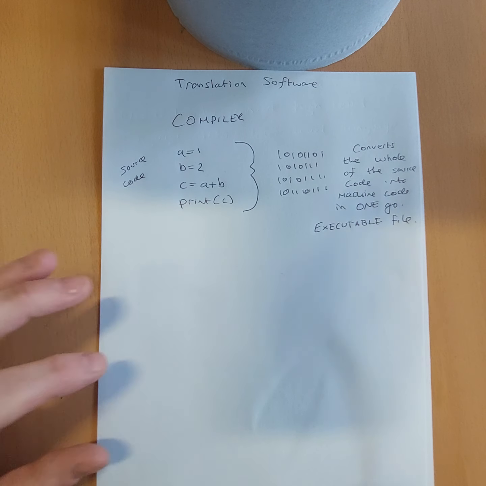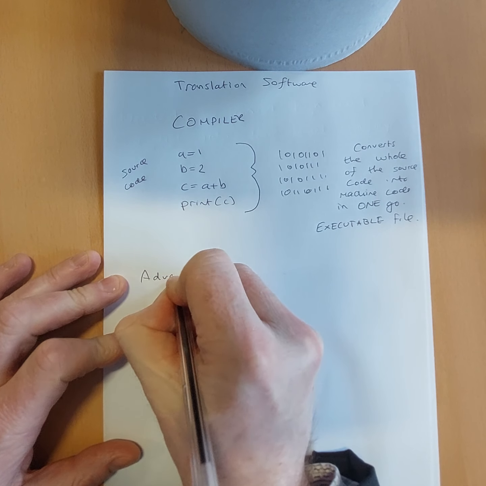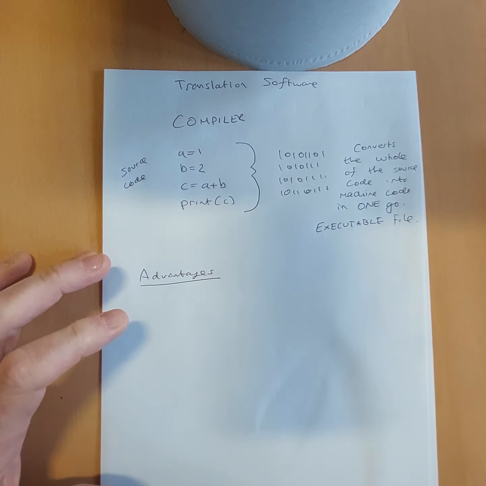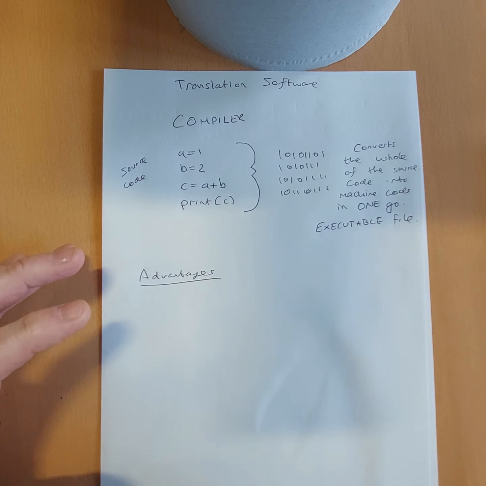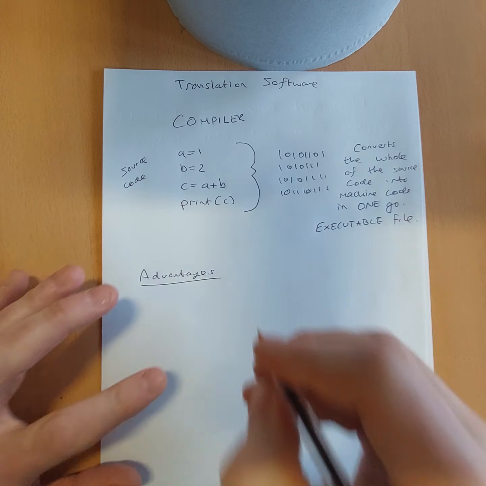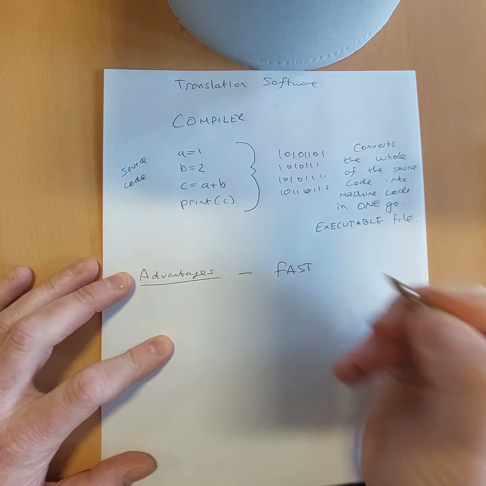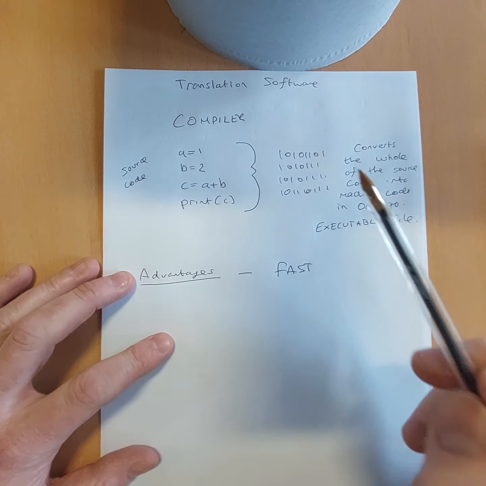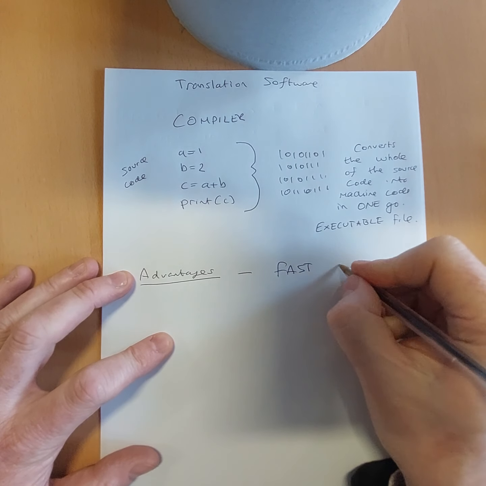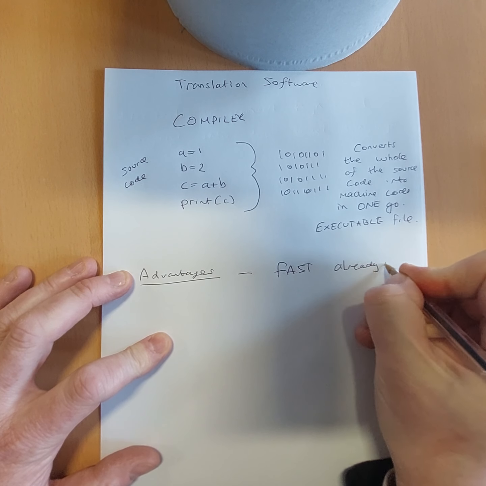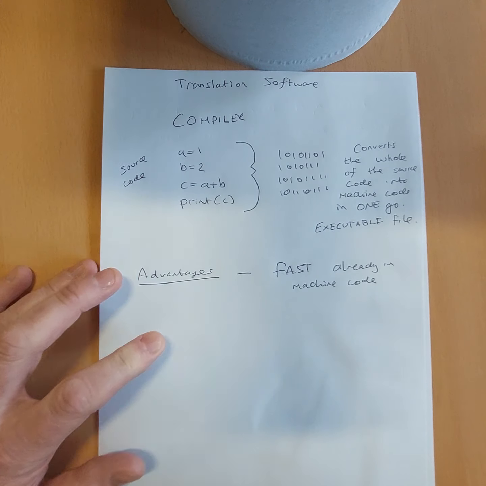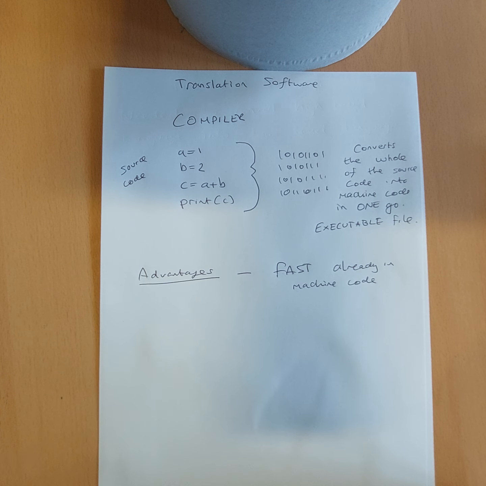Let's have a look at the advantages. So the advantages of compiled. They are pretty much the reverse of the advantages and disadvantages for the interpreter, but the first thing we can say is that they're fast. Really, really fast, because it doesn't need to be converted. When you run it, it's already in machine code, whereas the interpreter has to convert each line every single time you run it. So it's already in machine code.